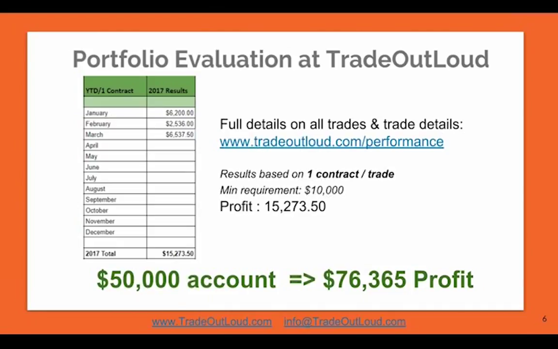February, $2,536, and February was the most volatile month. March, topping off the best month of this quarter. Today, we actually took profits on 2 trades and lifted this amount to $6,537.50. So if you have a small account, everybody's different.